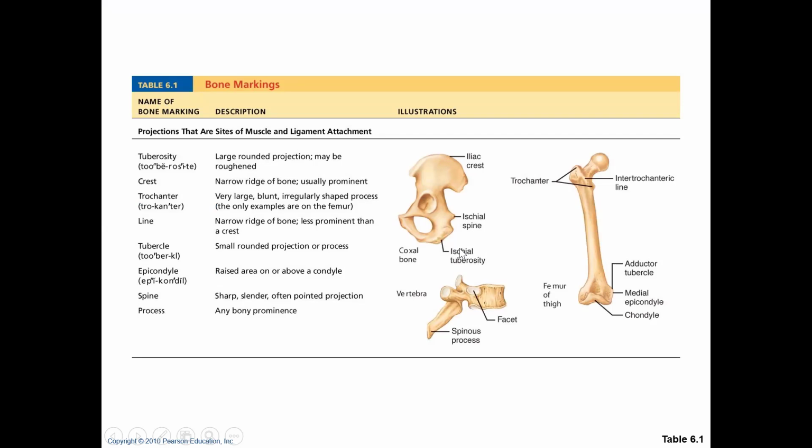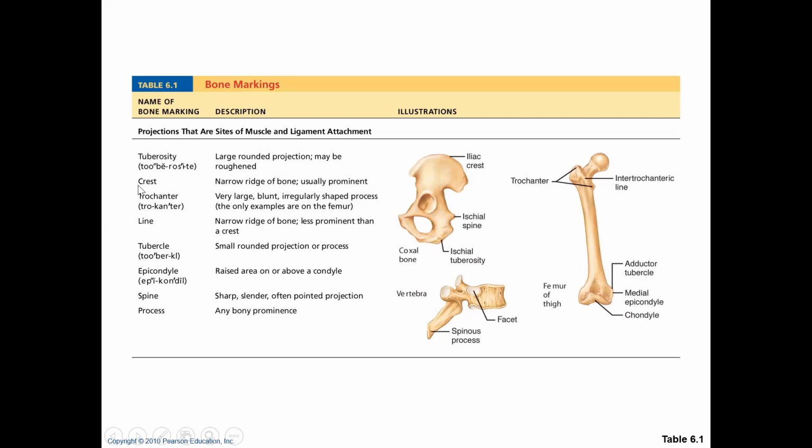Why is it ischial? Well, when you're developing as a fetus, there's three bones that fuse into one coxal bone. So one is called ischial, the one in front is called pubis, and then the one up top's ilium. So all together they fuse into one coxal bone. And this tuberosity was where the ischial part was, so it's called ischial tuberosity.